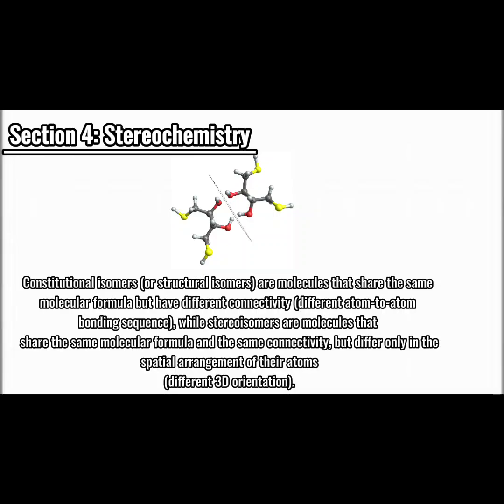Constitutional isomers are molecules that share the same molecular formula but have different connectivity. They are built with different Lego instructions. In contrast, stereoisomers are molecules that share the same molecular formula and the same connectivity, but differ only in the spatial arrangement of the atoms. They are just different 3D shapes of the same structure.